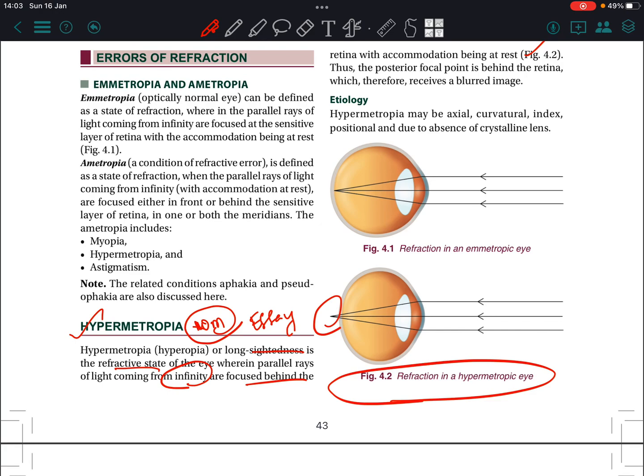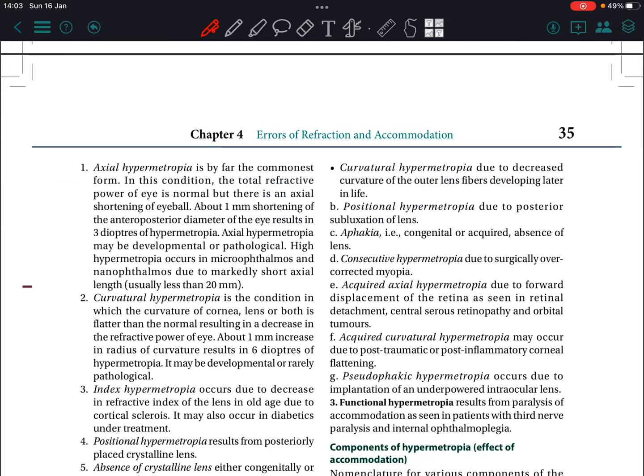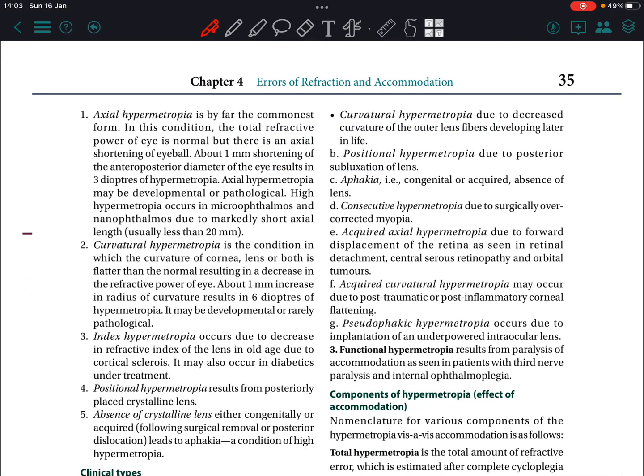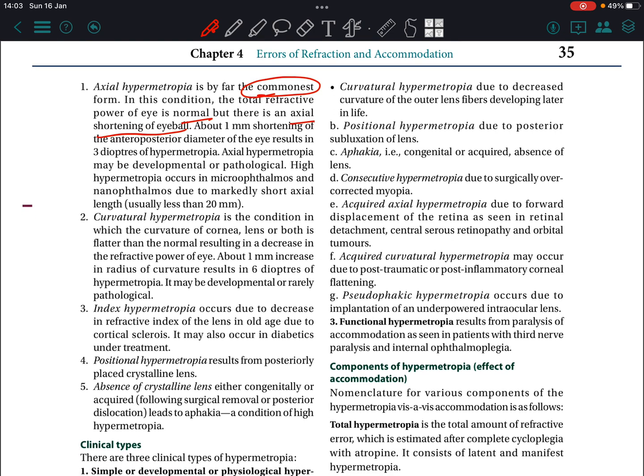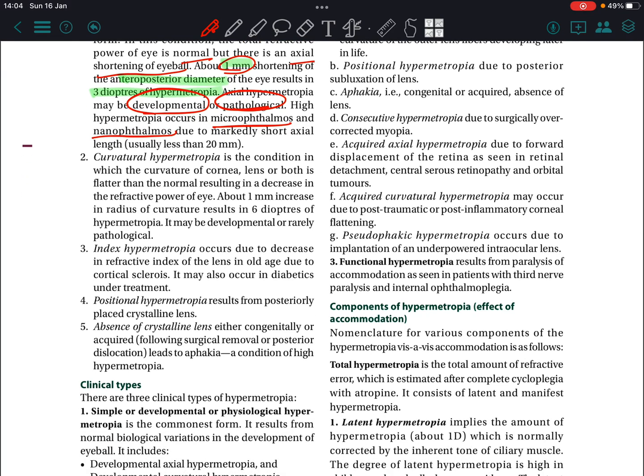Etiology: hypermetropia may be axial, curvatural, index, positional, and due to absence of crystalline lens. Axial hypermetropia is by far the most common form. In this condition, the total refractive power of the eye is normal, but there is an axial shortening of the eyeball. About 1 mm shortening of the anteroposterior diameter of the eye results in 3 diopters of hypermetropia. Very important point. Axial hypermetropia may be developmental or pathological. High hypermetropia occurs in microphthalmos and nanophthalmos due to markedly short axial length.